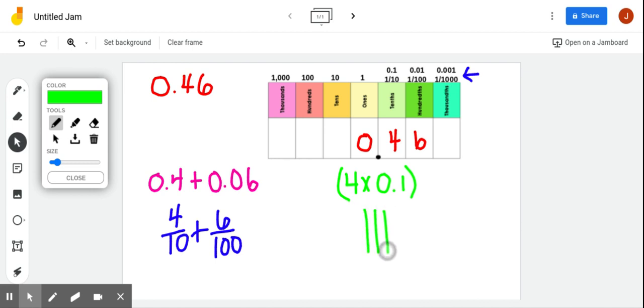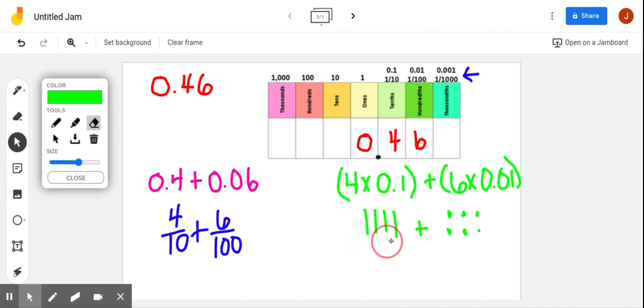If I were to model this using place value blocks, I would be repeating a tenth block 4 times. 1, 2, 3, 4. That's why we're writing it as 4 times a tenth, plus a 6 in my hundredths place. So I'm going to do 6 times a hundredth. Again, if I was using place value blocks, I would repeat the hundredths 6 times. So that's why we're showing it 4 times a tenth plus 6 times a hundredth.